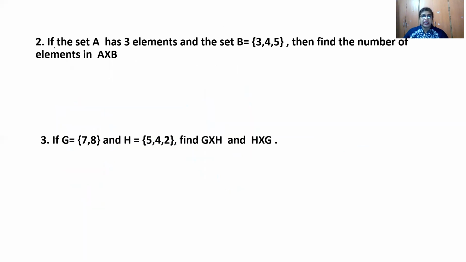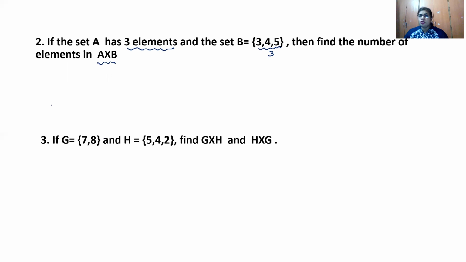Okay, look at the second question. Let's see what this question is telling us. First, let us understand the question clearly, what we have to find out. If the set A has 3 elements, so set A is having 3 elements, and the set B is 3, 4, 5. How many elements can I see in this set? This is also 3 elements. Then find the number of elements in A cross B.